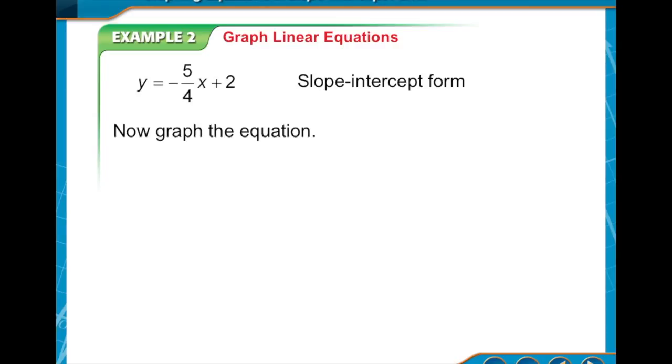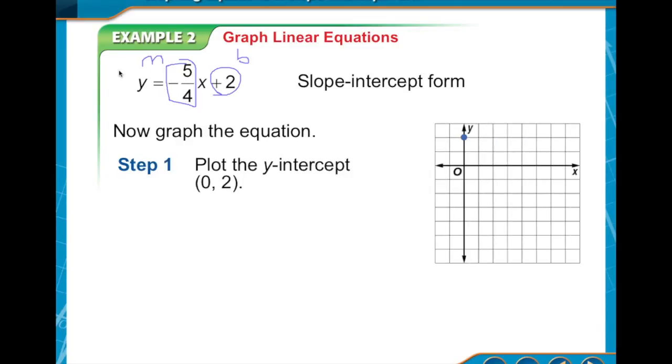Now the second part of this asks us to graph it. So we'll use the same process we did before. There's two things that we know, and that is our slope and our y-intercept. So this is our y-intercept b, this is our slope m. Notice that it is negative, so we will use those two things to draw our graph.